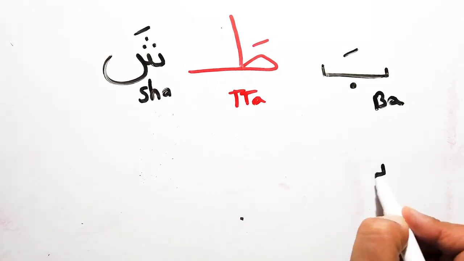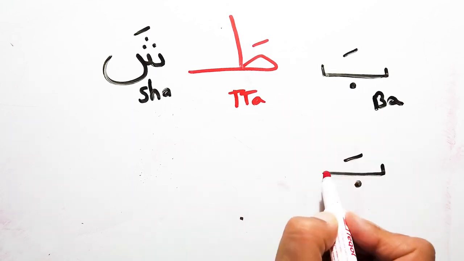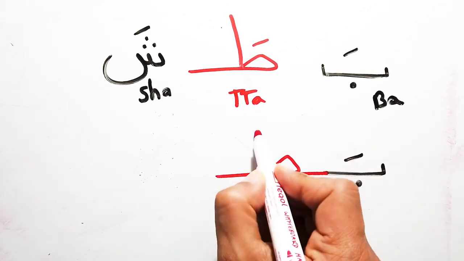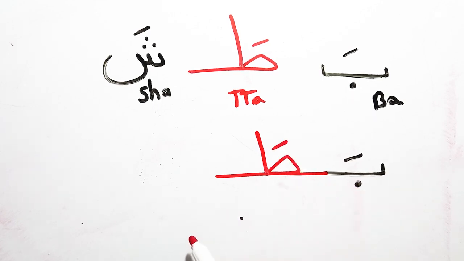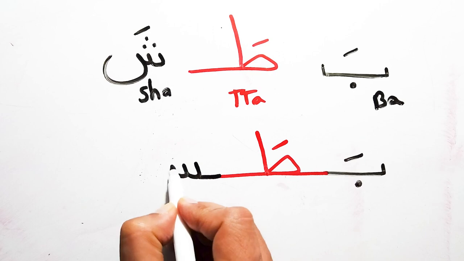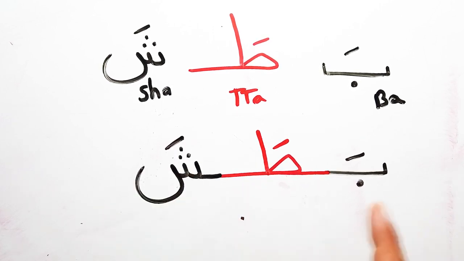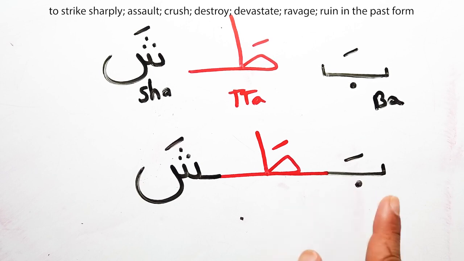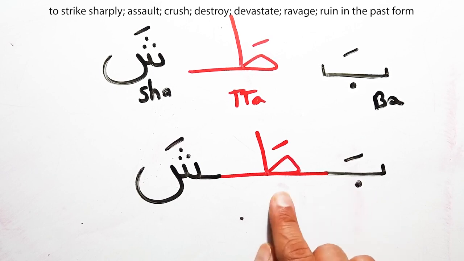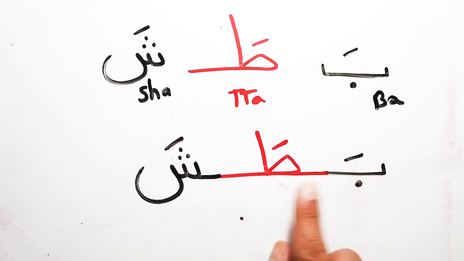Ba in the beginning of the word is like this. Then we have ta in the middle of the word. It is like this. And in the end of the word, we have sha. Ba. Ba ta. Ba ta sha.